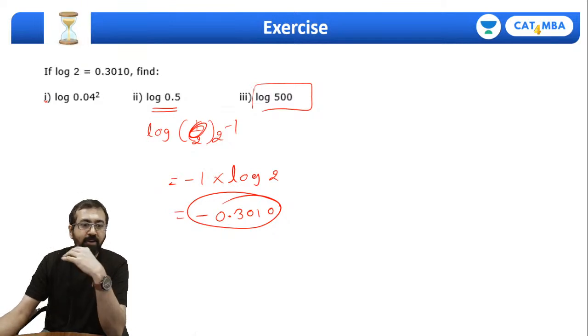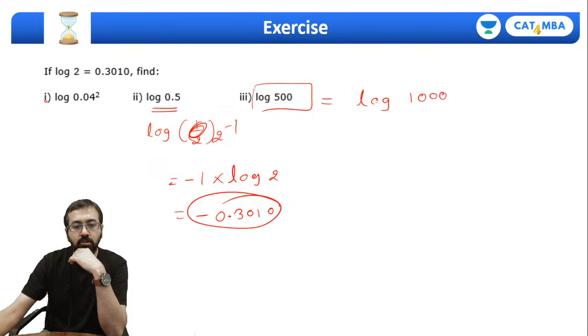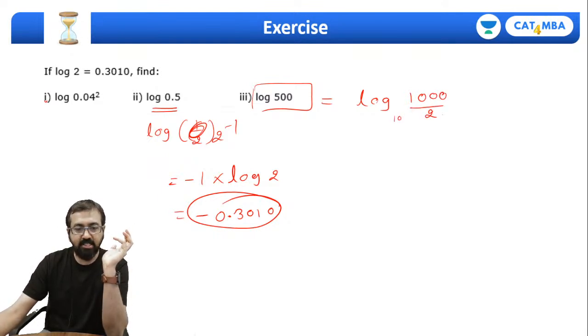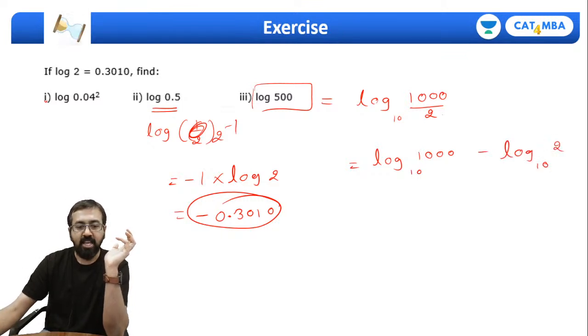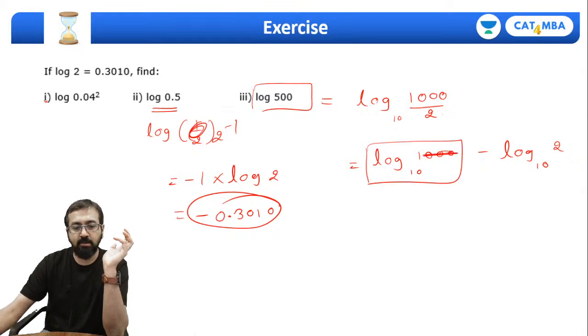Yeah, so log of 500, guys, simply it has to be written as log of 1000 divided by 2. That's it, and you are through. So base, nothing is mentioned, so it will be base 10. So log of 1000 with base 10 minus log of 2 with base 10. As simple as this, right? And as you know, log of 1000 is nothing but 10 cube. So this result will be 3 minus log of 2.